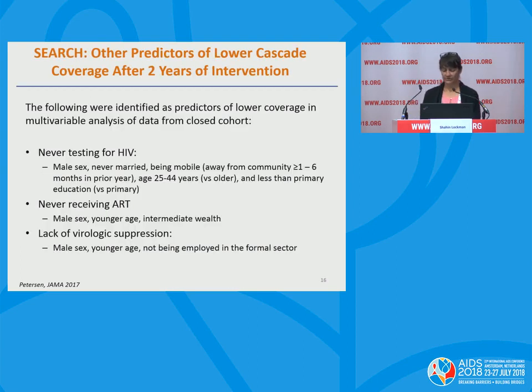Several other factors were associated with lower coverage of the respective steps of the cascade in multivariable analysis of data from the SEARCH closed cohorts. Male sex and generally younger age were predictors of lower coverage for each step of the cascade, while mobility and certain socioeconomic factors were predictors for some but not other steps.